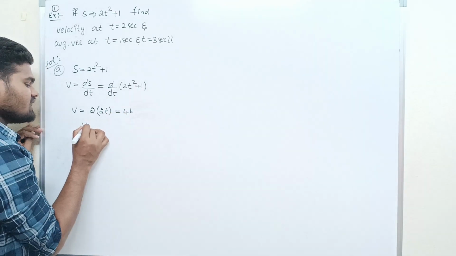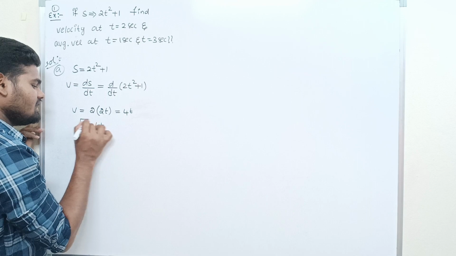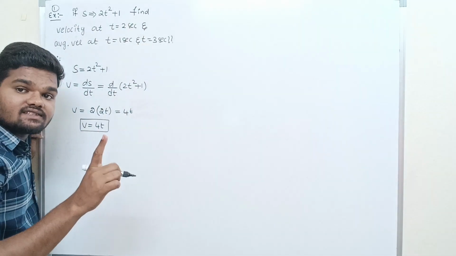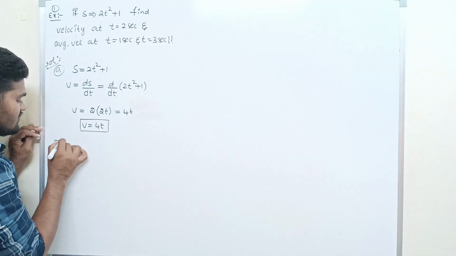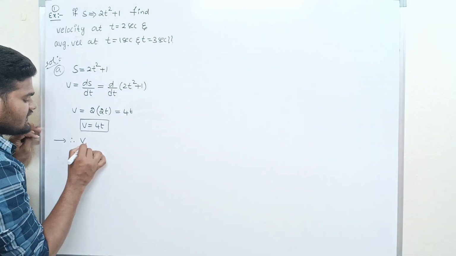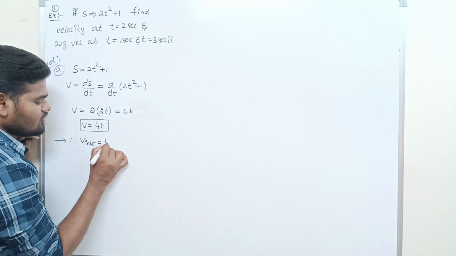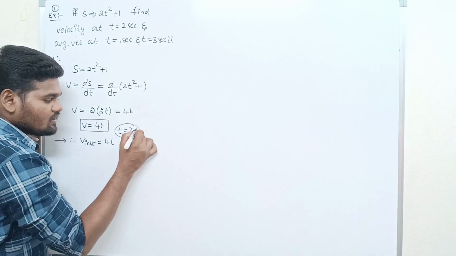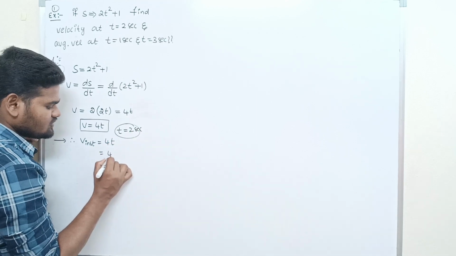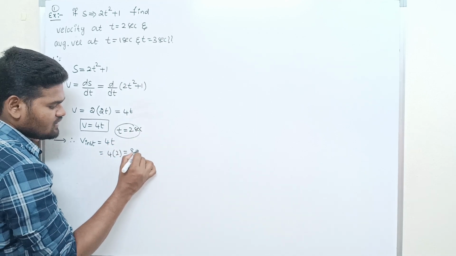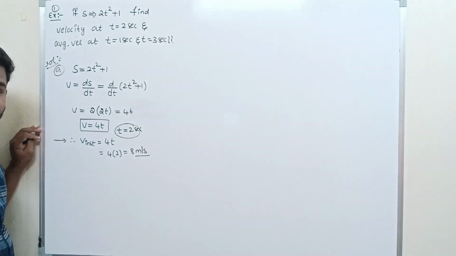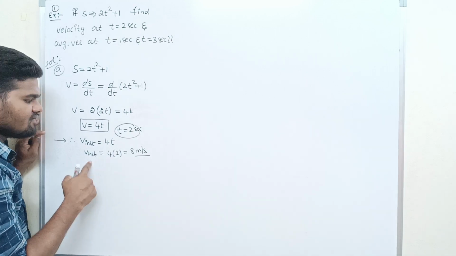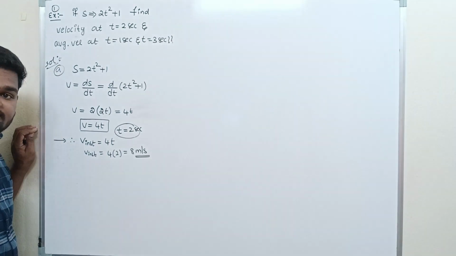So velocity is equal to 4t. What is he asking? Find the velocity at t equals 2 seconds. That means at a particular instant of time. So v instantaneous is equal to 4 into t. What is the particular instant of time they have given? 2 seconds. So this is equal to 4 into 2, that is equal to 8 meter per second. What is this? This is an instantaneous velocity: 8 meter per second.